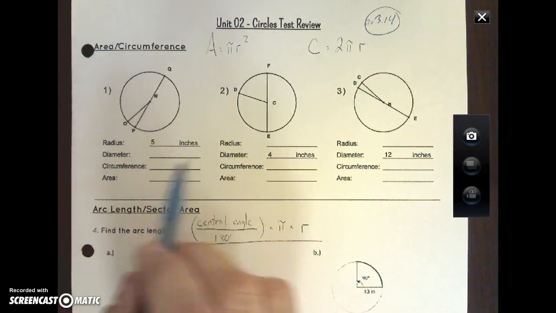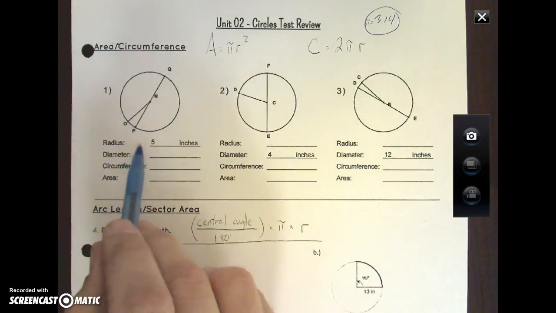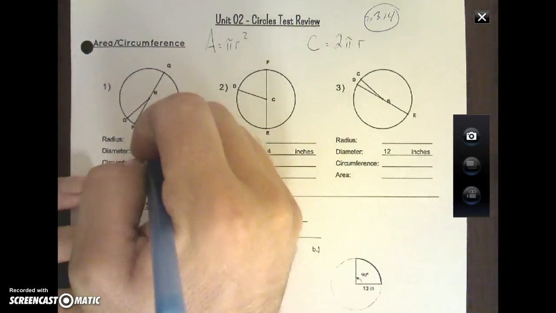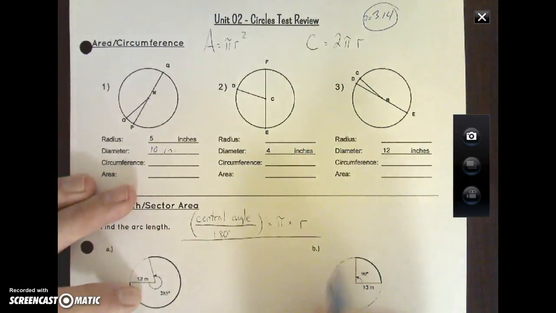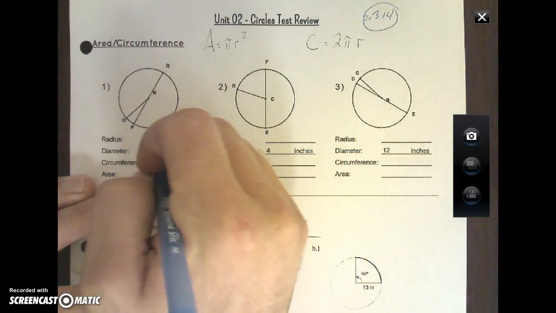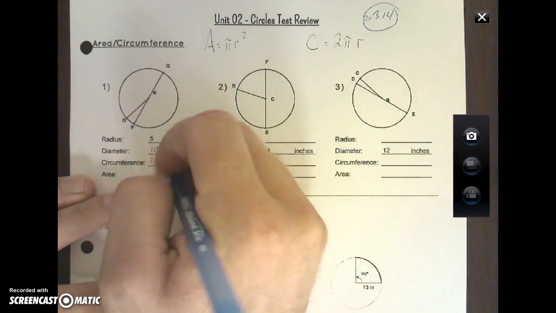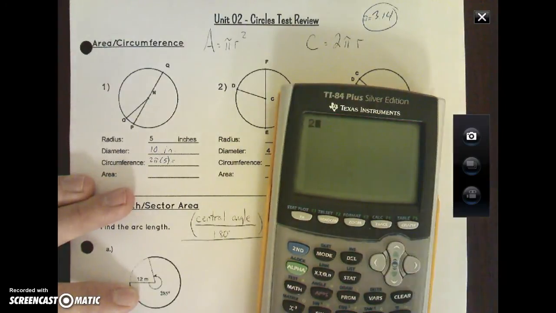So here for this first problem, all I'm concerned with is my radius, the first part. So my radius is 5. Sweet. How can I find my diameter? Well, double it. We get 10 inches. Okay? Now, as far as circumference goes, it's 2 pi times r. Make sure you're using the correct one. Times 5. Alright, which is approximately, if I have my calculator here, 2 times 3.14 times 5.